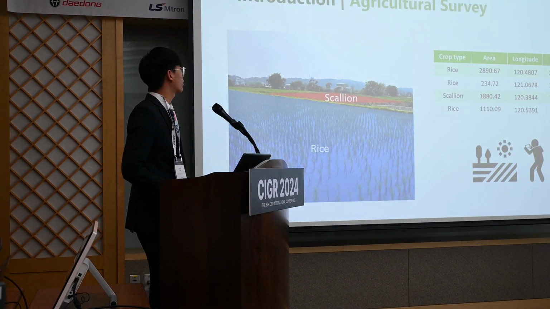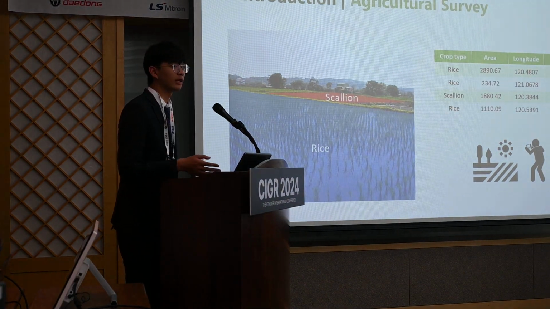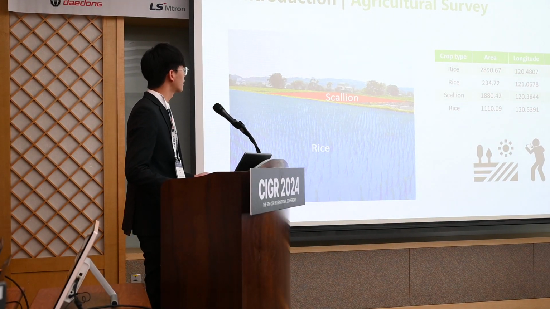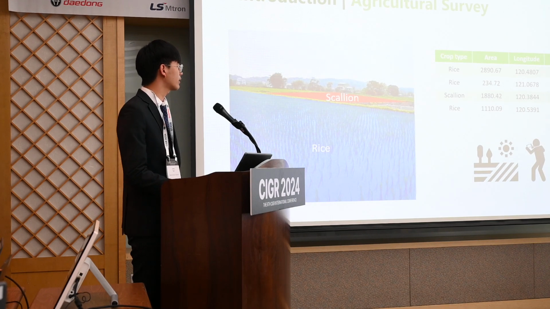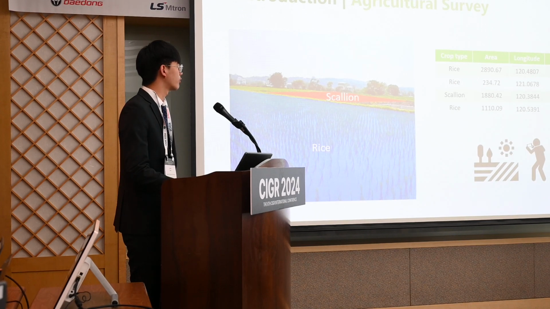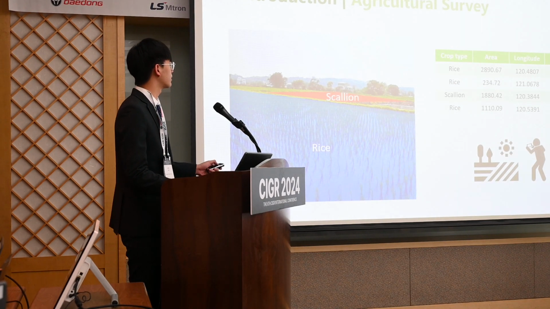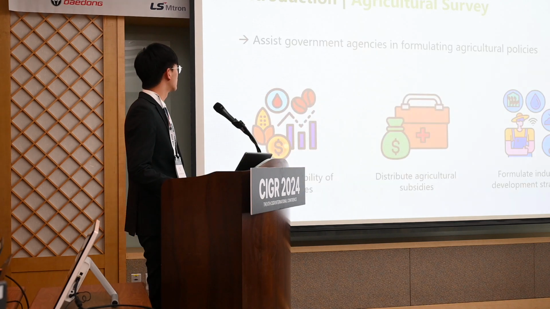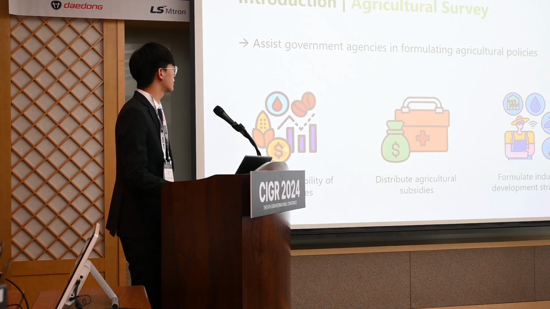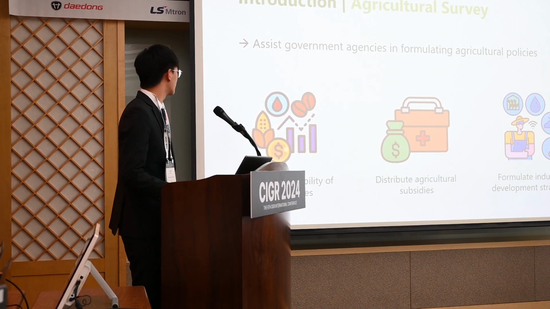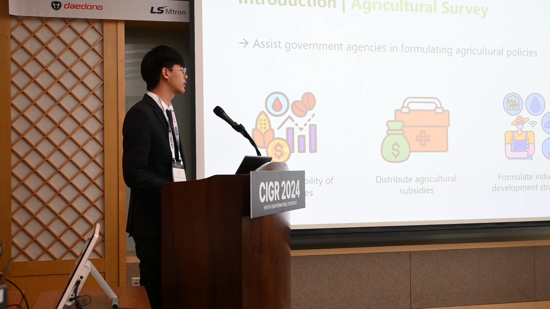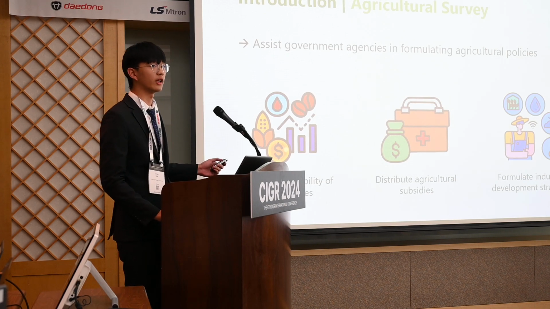First, let me introduce what an agricultural survey is. It is the process of understanding which crops are grown in specific areas, and collecting the information on the crop condition and the cultivation area. And this information will be documented with images and tables. The information can be an important basis for the government agencies in formulating agricultural policies, in order to maintain the stability of market prices, distribute agricultural subsidies, and formulate industrial development strategies.